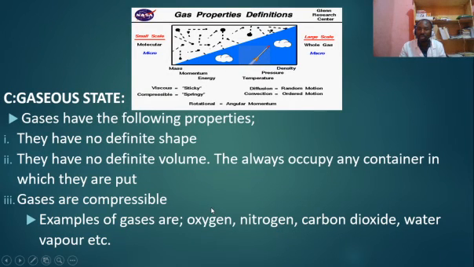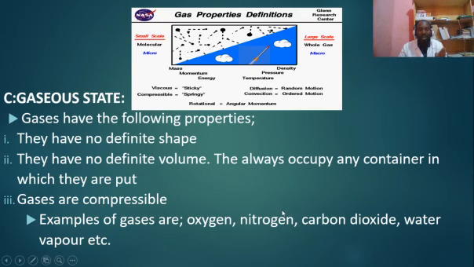We want to go to the gaseous state. Can you watch for yourself? Gases have the following properties. They have no definite shape. So when you have a gas in the container and you open the container, you can see something here. The gas flows, has no definite shape. They have no definite volume. They always occupy any container in which they are put. Any container you put the gas in, it will occupy it.